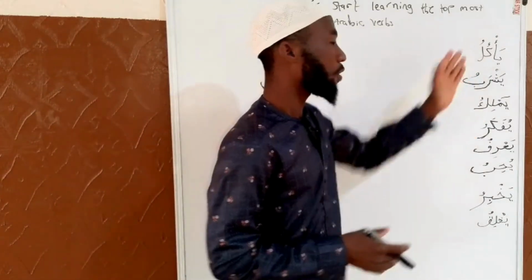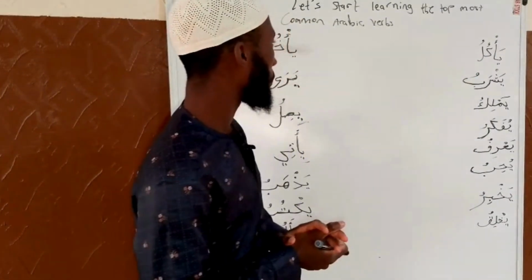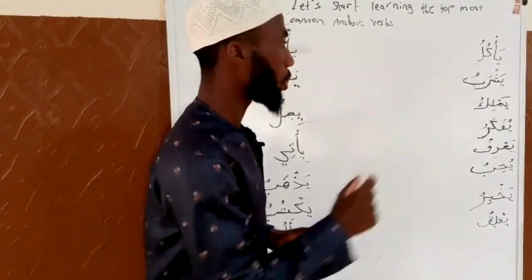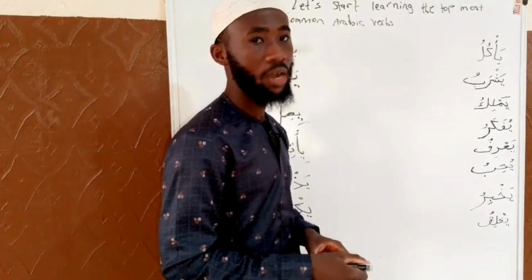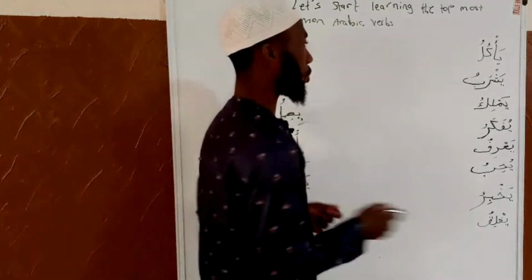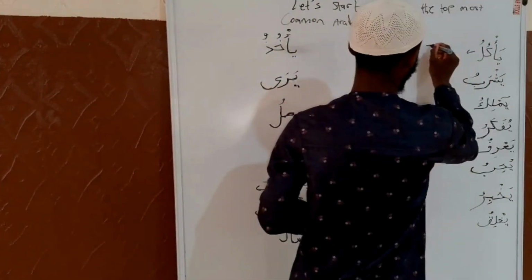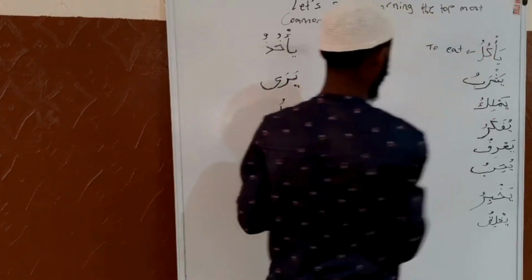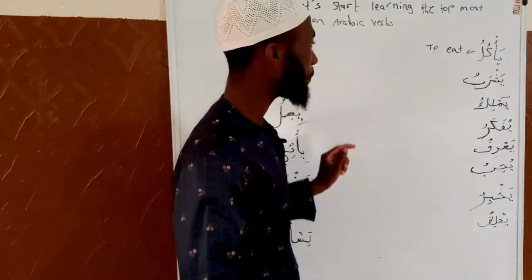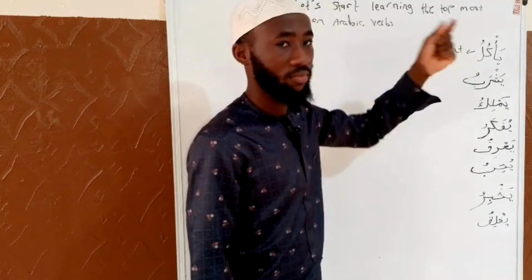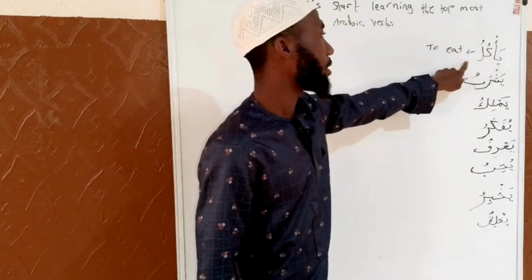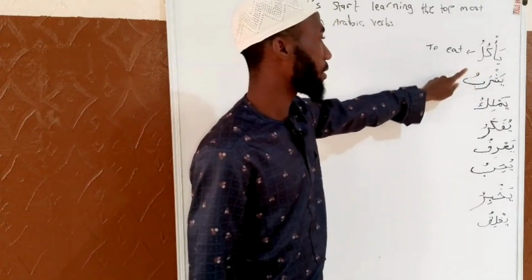Now, the first verb we have here is yakul. What does yakul mean in English? Yakul, to eat. You can repeat that after me. Yakul, yakul, that's to eat.